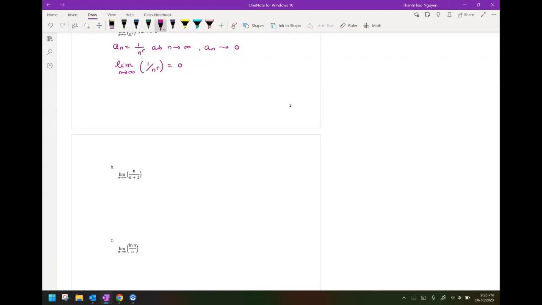Okay. In the next case, the limit as n approaches infinity of n divided by n plus 1. So here we can consider a sub n equals n divided by n plus 1. If you remember what you learned in limits earlier, we are looking at the case where we have infinity divided by infinity. So if I just go ahead and multiply the numerator and the denominator by 1 over n, then I get 1 divided by 1 plus 1 over n.